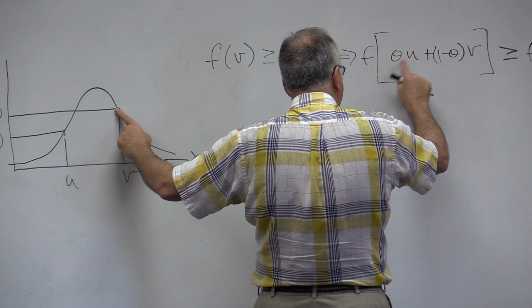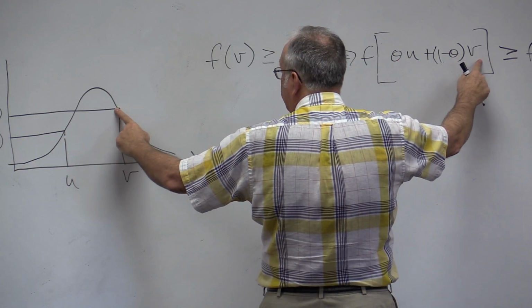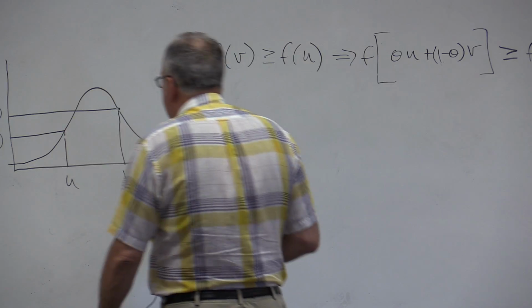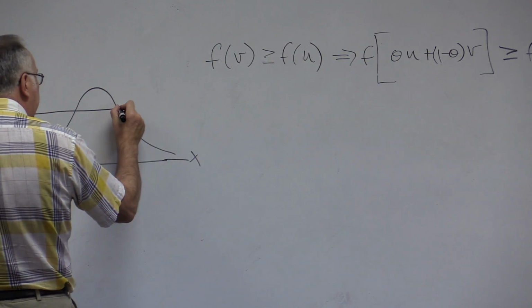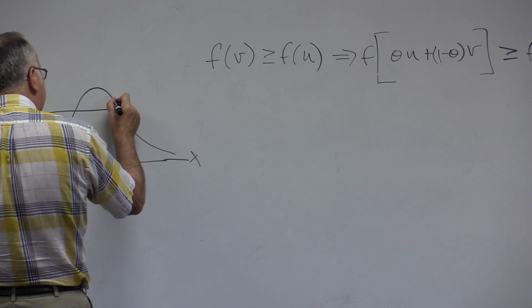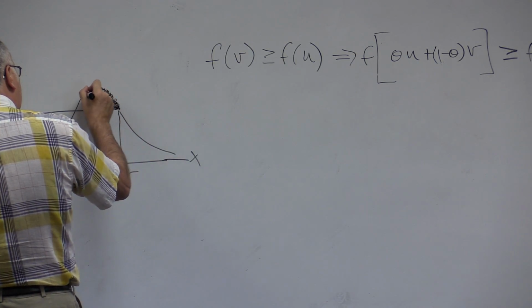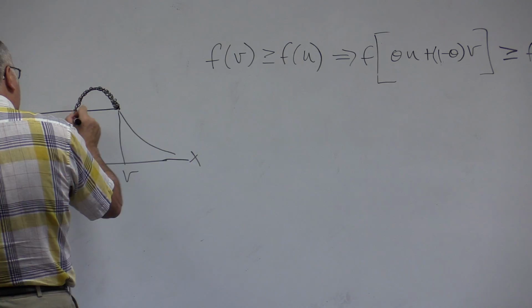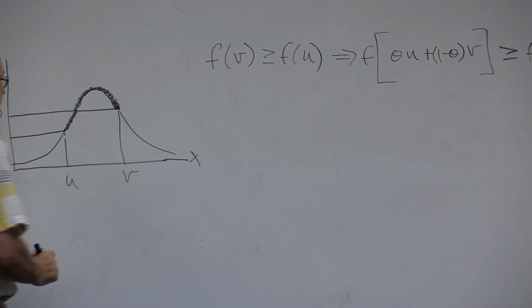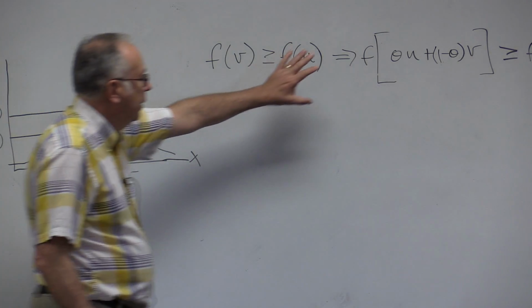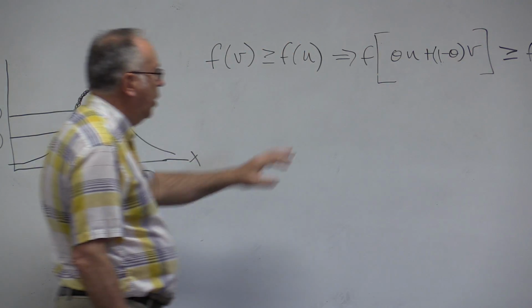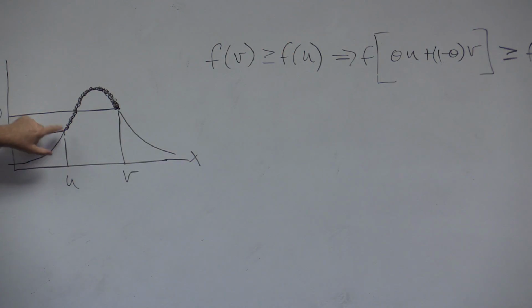If theta is 0, that drops out, and this becomes 1. So you're at this point right here. The arc between these two points is just the height of the function. Let me darken this in. That's what this is right here. And notice that's everywhere on or below f of u.